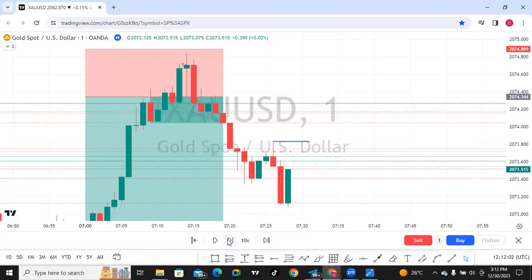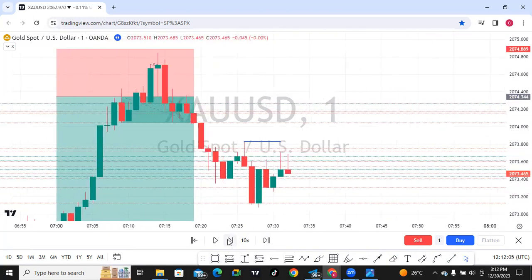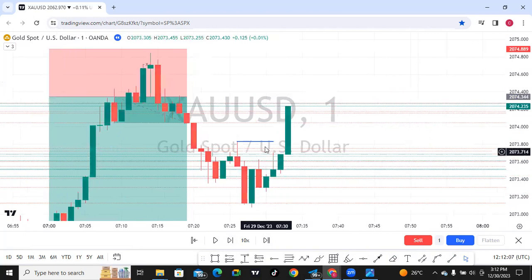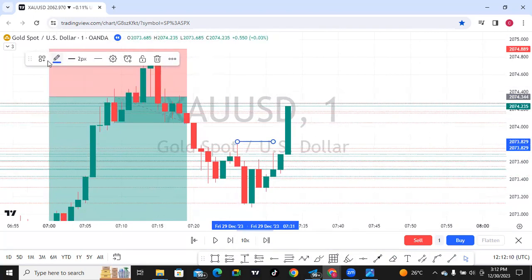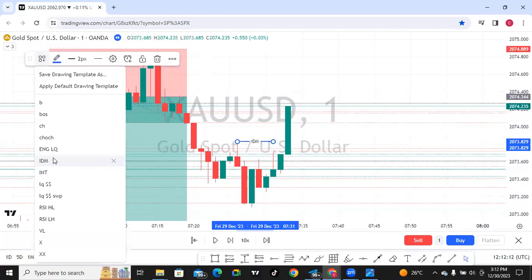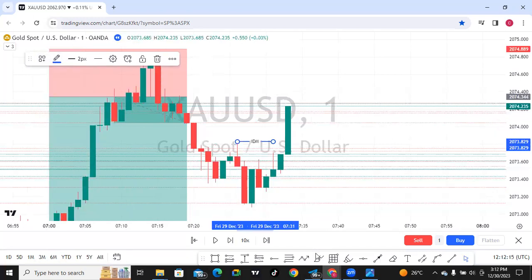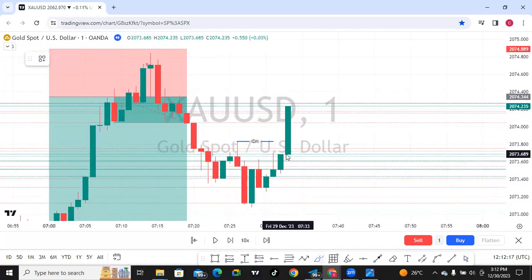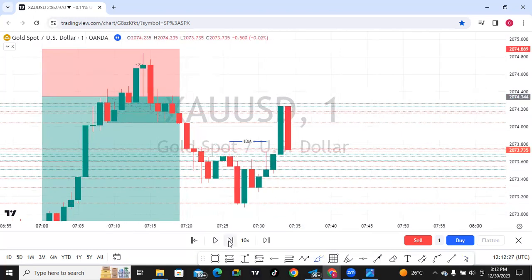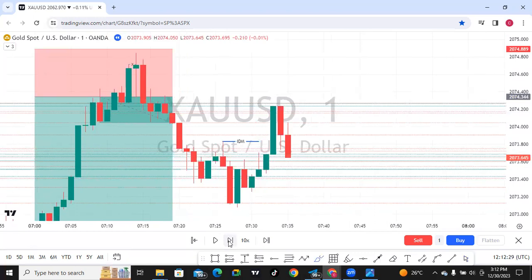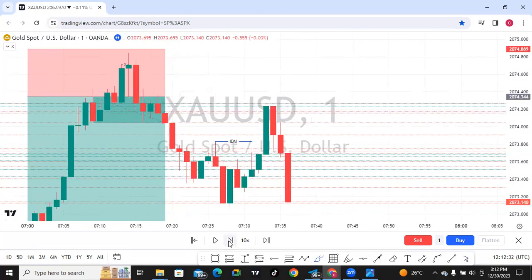So let's see. Inducement has to be taken out. Oh, I didn't tap this. This is called inducement for me. So again, for me to sell this, I want to see another candle closing below this zone. If it closes below, then I'll have another entry there. Okay, let's see. Want it to close below? Yeah, there we go. So that one closed, and if you can see, we have another supply zone.